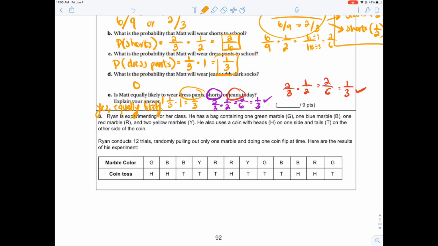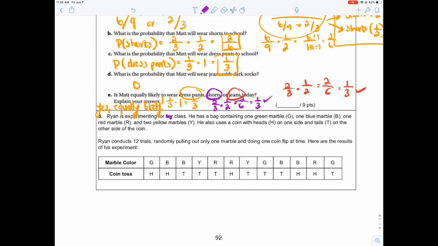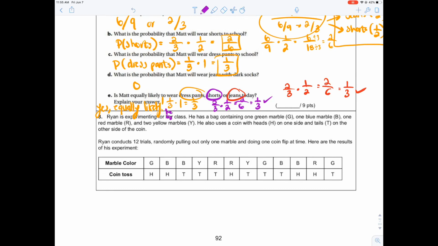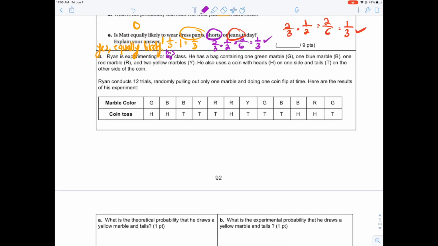So Ryan is experimenting for her class. The pronouns are a little off here, guys. I will be consistent and change it to he, because I think he is used the rest of this. So Ryan is experimenting for his class. He has a bag containing 1 green marble, 1 blue marble, 1 red marble, and 2 yellow marbles. He also uses a coin with heads on one side and tails on the other. Ryan conducts 12 trials, randomly pulling out only 1 marble and doing 1 coin flip at a time. Here are the results of his experiment.